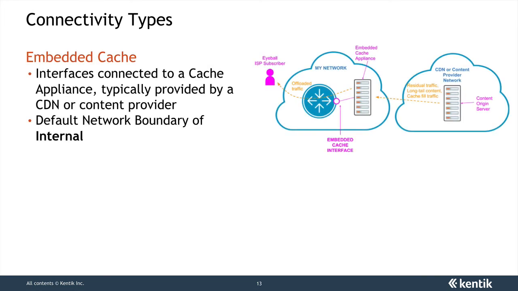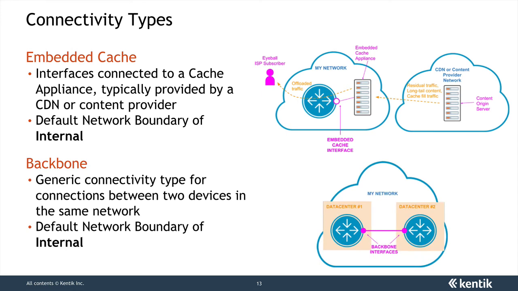Embedded cache connections are used in cases where interfaces are connected to a cache appliance, which are typically provided by a CDN or content provider. Some examples of this are Netflix OpenConnect, Google Global Cache, and Akamai caches. They are embedded within an ISP's network to provide content locally that can be cached in order to save on transit or upstream provider bandwidth, as the content is generally static in nature and the content is generally refreshed via a proxy feed during off-peak hours. And since they are contained within your network, they have an internal network boundary.